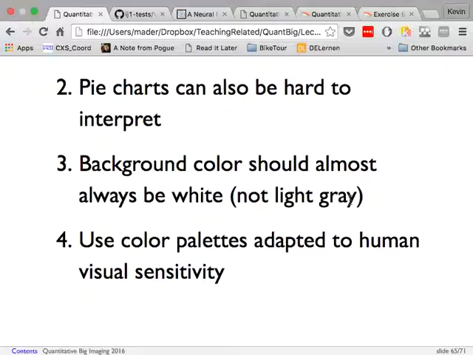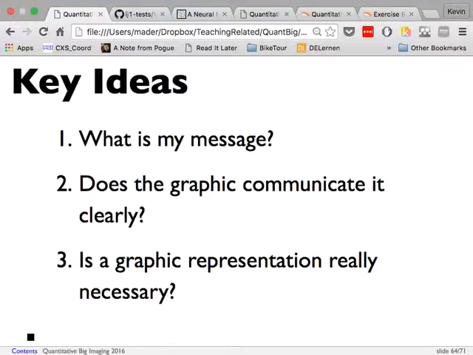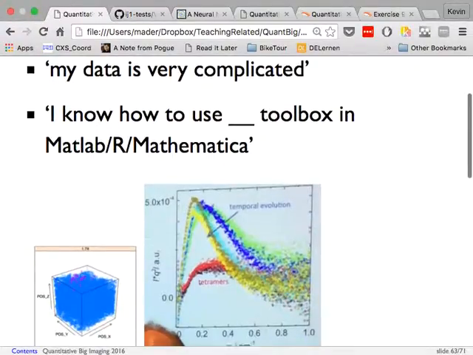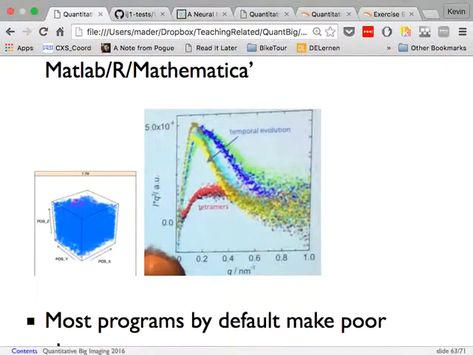Finally, this idea of color palettes adapted to human visual sensitivity. If we go back to one of these bad graphics here, if you look at these different colors, your eyes really focus on this yellow and this red. And what they're trying to show is simply 5 or 6 different curves on the piece of paper. Your eyes give much more attention to that red and that yellow, even though they're not in fact more important.